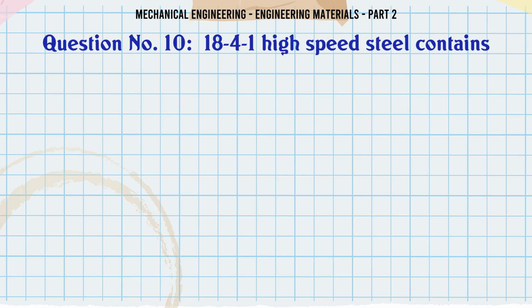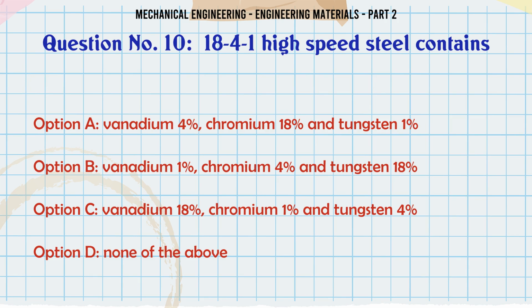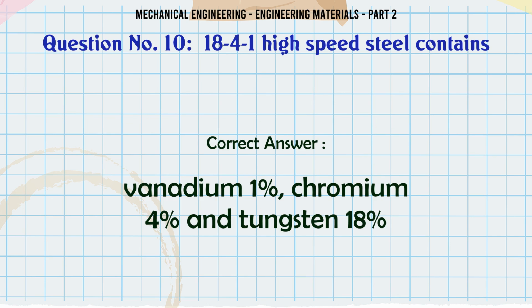18-4-1 high-speed steel contains A. vanadium 4, chromium 18 and tungsten 1, B. vanadium 1, chromium 4 and tungsten 18, C. vanadium 18, chromium 1 and tungsten 4, D. none of the above. The correct answer is vanadium 1, chromium 4 and tungsten 18.